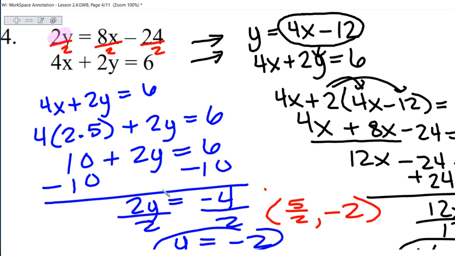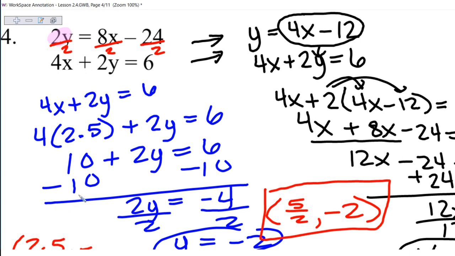Now if you use the decimal, that's fine too. So as a decimal, it would be 2.5, -2. So both of those answers are good answers. So either one would be fine. Okay, now we're halfway through the notes. Okay, next one, number 5.